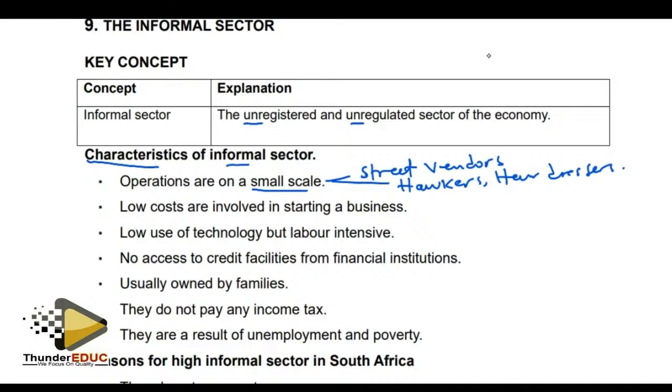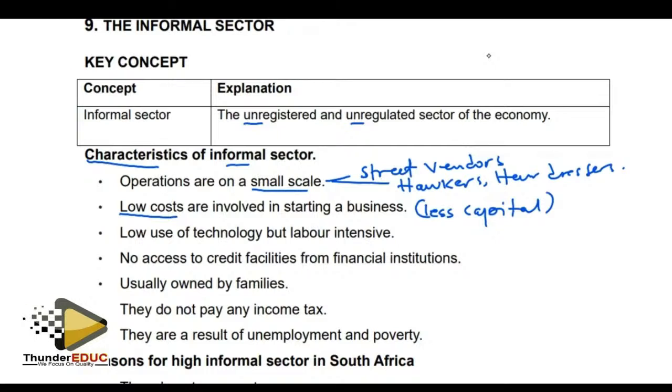Low costs are involved in starting a business. So, for example, if you're a street vendor or a hawker, you don't need a lot of money to start the business. That's why we say low costs are involved, or you need less capital to start the business. Low use of technology, but labor intensive.